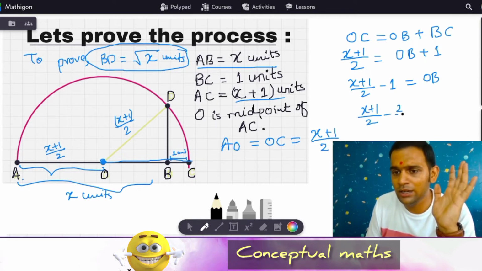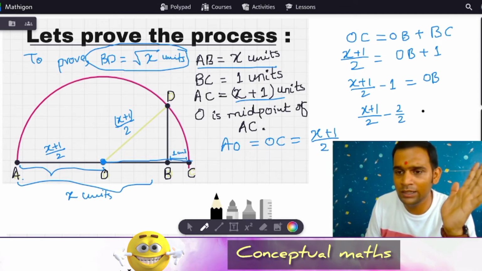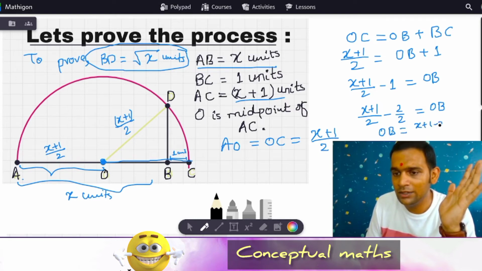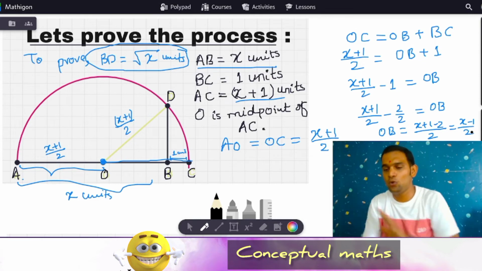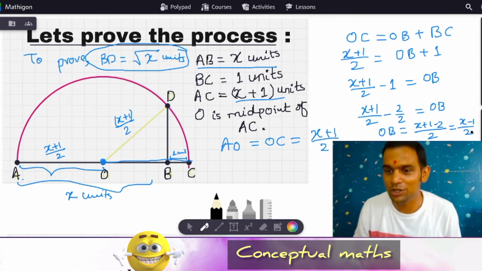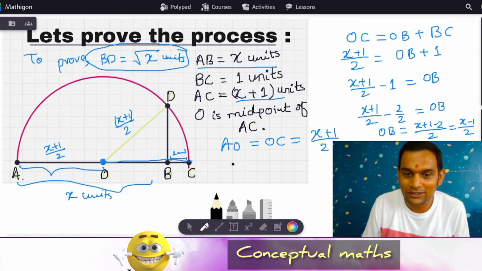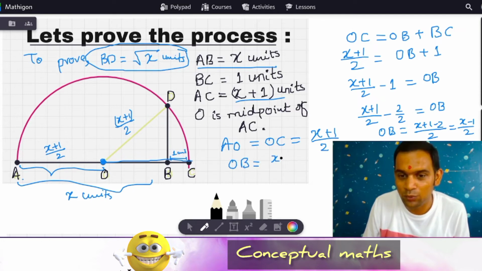When you solve for OB, you get (x plus 1) by 2 minus 1. Can I write it as 2 by 2? Because I want to make the denominator the same. That is equal to OB. And that gives us OB equals (x plus 1 minus 2) by 2, which gives us (x minus 1) by 2. I hope that is very, very clear for all of you. So OB is equal to (x minus 1) by 2.